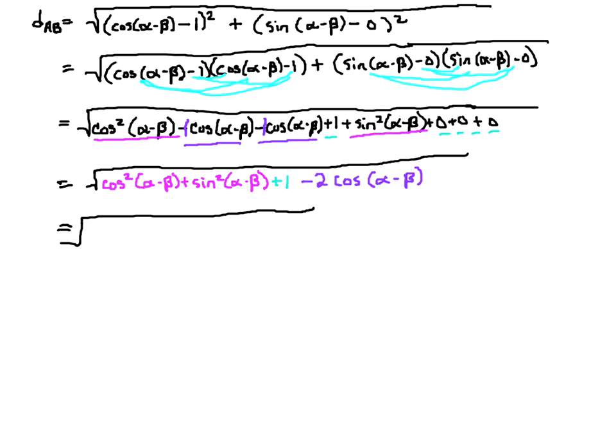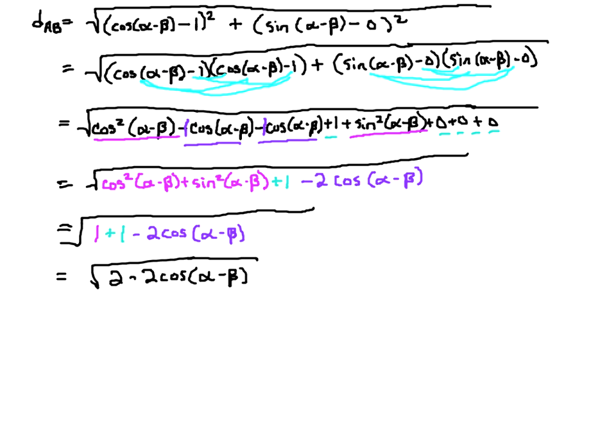The square root. Okay, cosine squared alpha minus beta plus sine squared alpha minus beta is just 1. And then I have a plus 1. And then I have a minus 2 cosine alpha minus beta. So this simplifies completely to square root of 2 minus 2 cosine alpha minus beta.